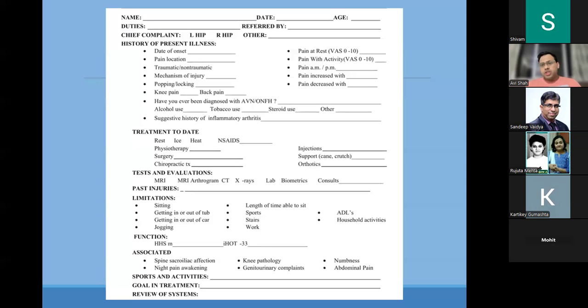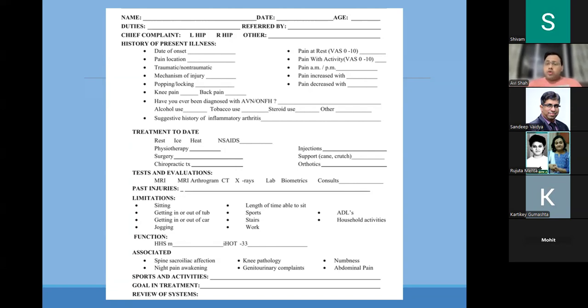This is a simple chart which I used when I was doing my hip preservation fellowship, and I still use it in my clinic just to give me an overview of the questions I need to discuss with patients to take down. It covers all the things in your history that you would need to ask a patient presenting with hip pain. You need to know about the onset, the type of pain, any injury, any popping, locking, or clicking symptoms, knee pain, back pain, any other diagnosis, and any previous treatments taken.